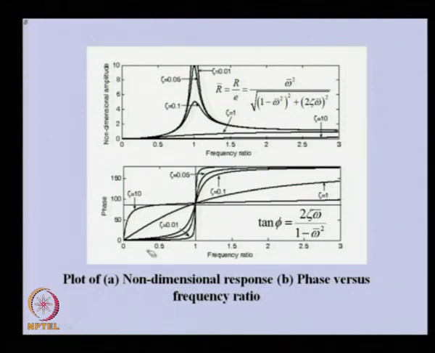And this is the phase plot, in which various damping ratios have been chosen, and you can see that they all meet at 90-degree phase at frequency ratio 1, even at 0 damping or very high damping, and as the frequency increases they approach 180 degrees asymptotically. So, there is a change in the phase at critical speed.